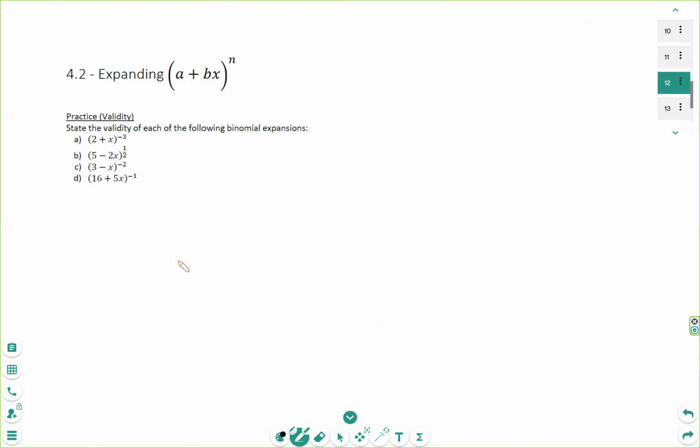Pause the video, have a go at the validity question. When you're ready for the answer, you can press play. I know you might be struggling. Just to make sure part A is done correctly: modulus of x is less than the number in the front, 2, over the coefficient 1. We ignore negative, so modulus of x is less than 2. It's a 1 mark or 2 mark question, that's why we have to practice it. If you're happy with this, now pause the video and finish off B, C, and D.